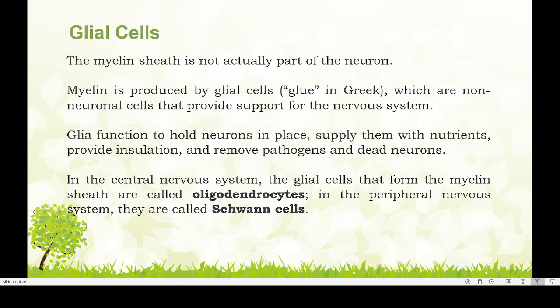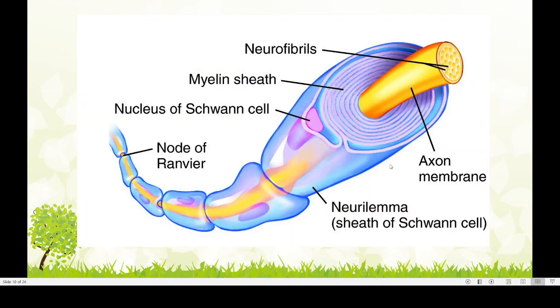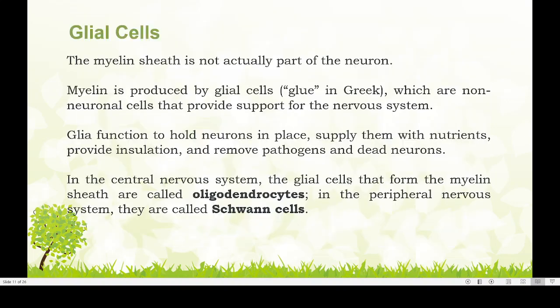The myelin sheath is not actually a part of the neuron. A neuron basically contains a cell body, dendron and axon. The myelin sheath comes from another area. It is produced by glial cells. Glia comes from the word glue, and these cells are non-neuronal. Keep this term in mind: non-neuronal cell. The myelin sheath is produced by non-neuronal cells, and they provide support for the nervous system.